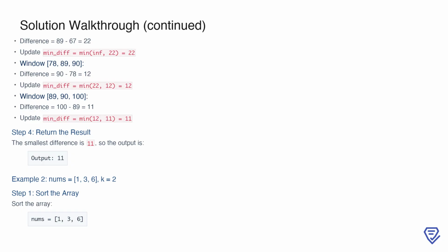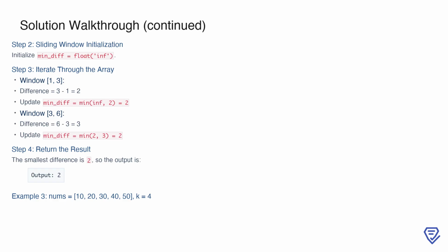Finally, for the window [89, 90, 100], the difference is 100 - 89 equals 11. Since 11 is smaller than the current min_diff, we update min_diff to 11. At the end of this process, the smallest difference among all subsets of size k equals 3 is 11, so the output is 11. Now let's look at another example where nums equals [1, 3, 6], and k equals 2.